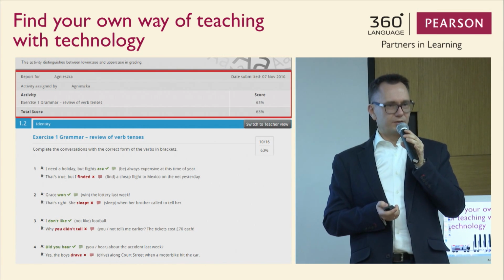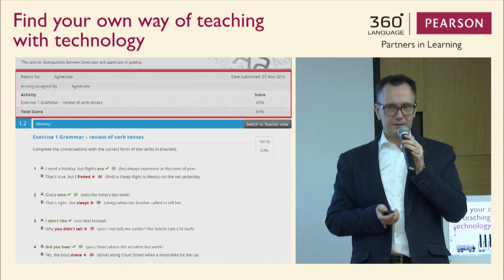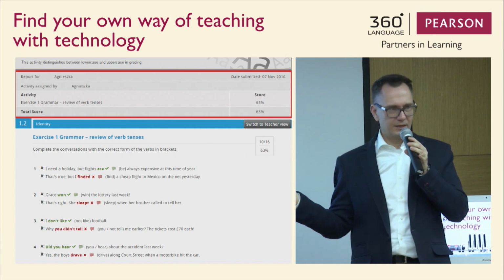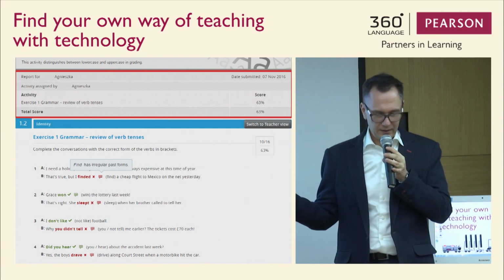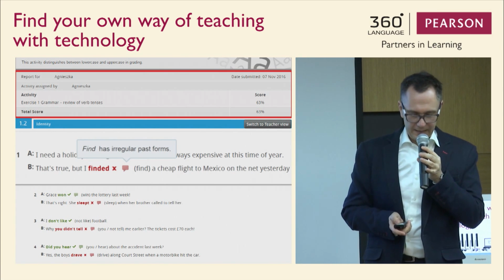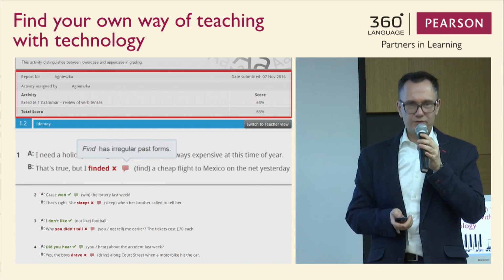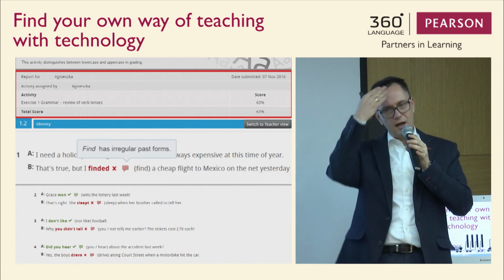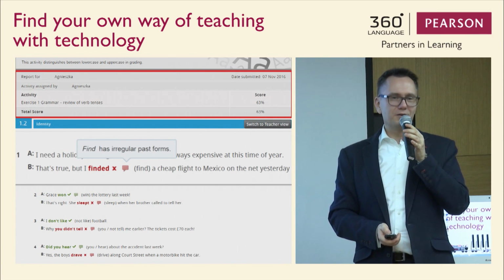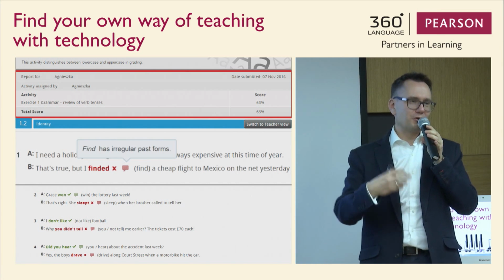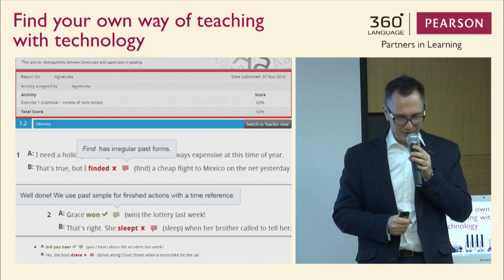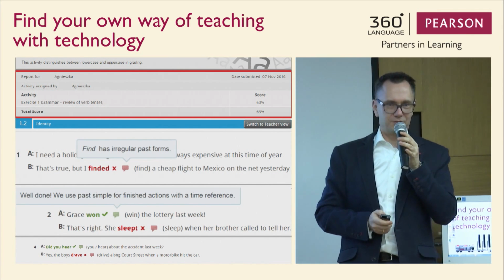So if your answer is wrong, you can check the hint. You can see a little speech bubble next to the red responses, and if you click on the speech bubble, some information such as this will appear. For example, here it tells you, look, "find" has irregular past forms. So you look at it and you go, ah, that's right, I should remember that, right? But if your response is correct, we sometimes want to reassure the students, so we also give them some positive reinforcement by saying, well done, we use past simple for finished actions with a time reference, right?